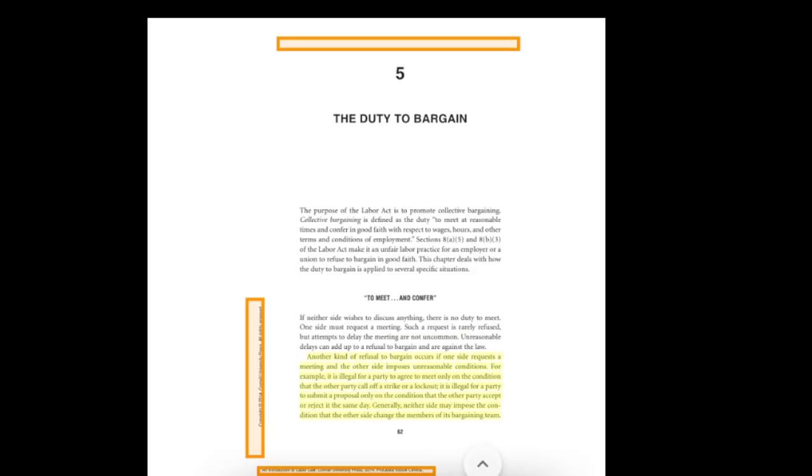Another kind of refusal to bargain occurs if one side requests a meeting and the other side imposes unreasonable conditions. For example, it is illegal for a party to agree to meet only on the condition that the other party call off a strike or a lockout. It is illegal for a party to submit a proposal only on the condition that the other party accept or reject it the same day. Generally, neither side may impose the condition that the other side change the members of its bargaining team.